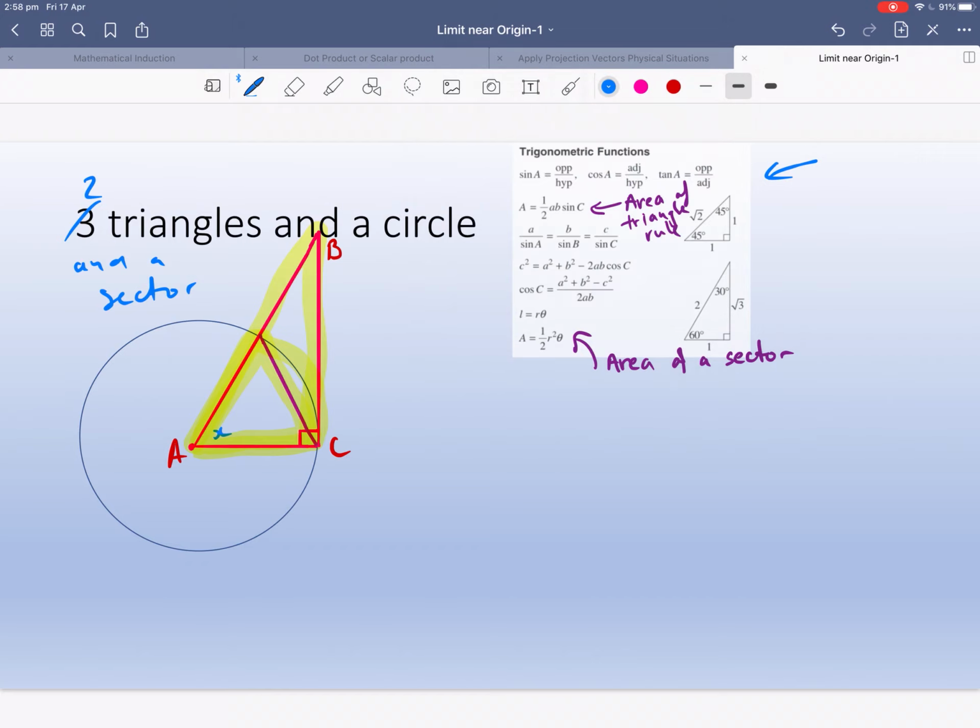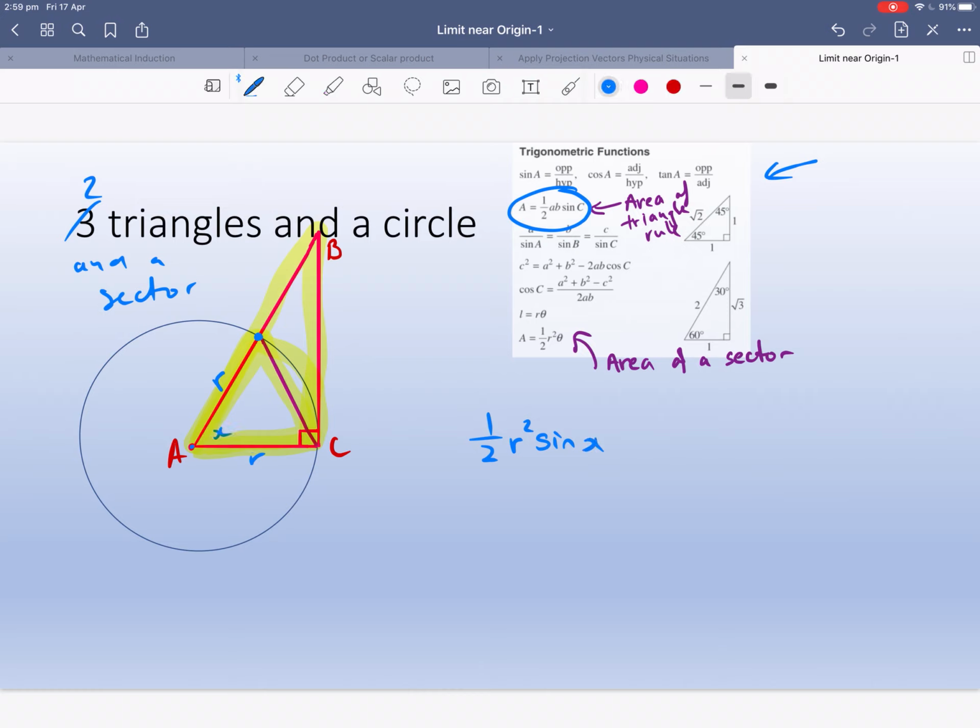What is the length from the origin to the edge? So this length here. Hopefully you know that that's just the radius. So that means this bit is the radius up to here as well. If I use my area of a triangle rule, which is this one just here, my A and B are both the radius. So I'm going to go half r squared, because A times B is R times R, and it goes sine, and our angle is x.